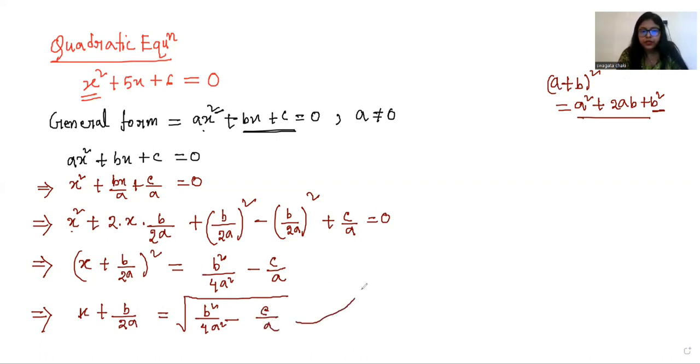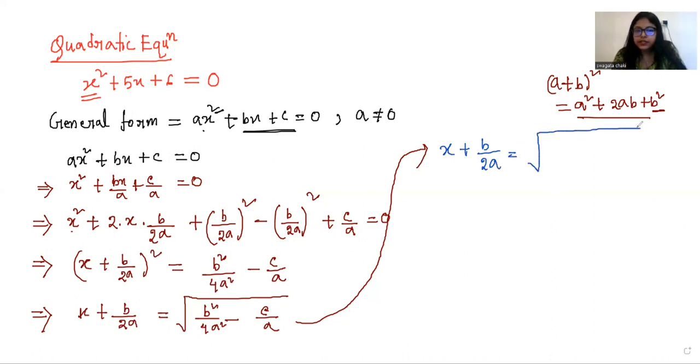Okay, now I am doing here. Now see, let me change the color. Now see, x plus b by 2a is equal to, if we now subtract this, then 4a square will be the LCM, and here we will get b square minus 4ac.